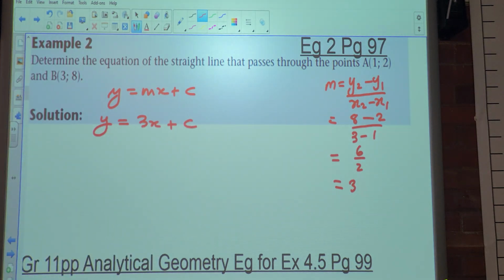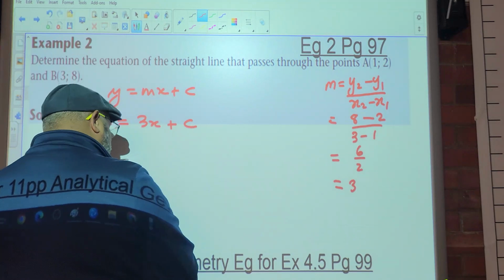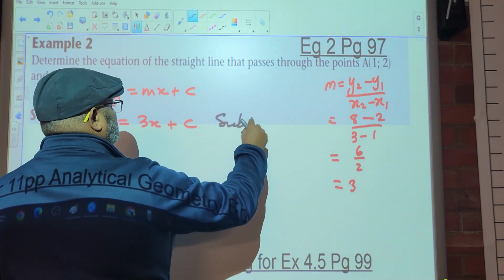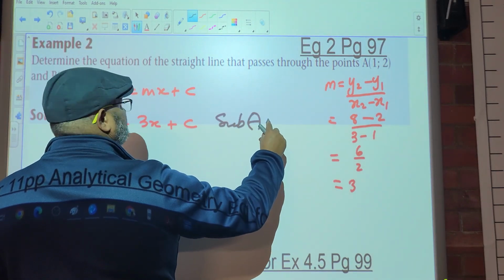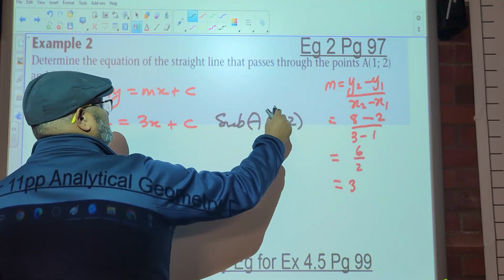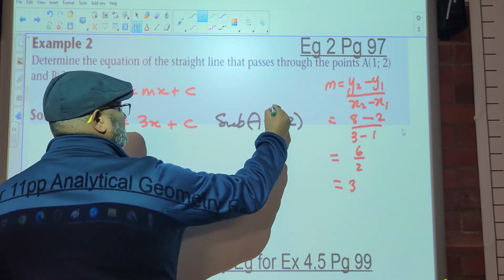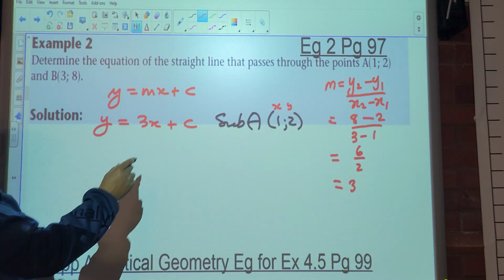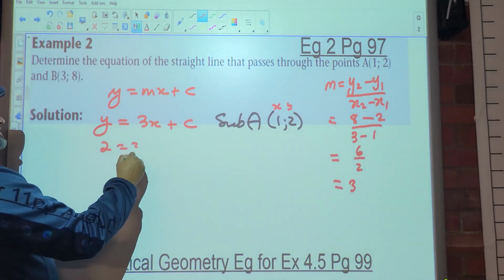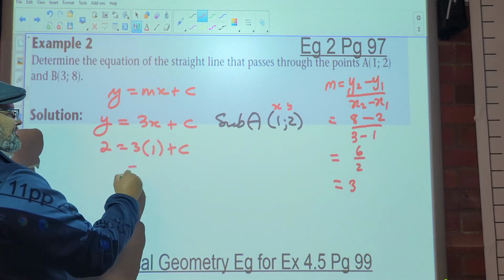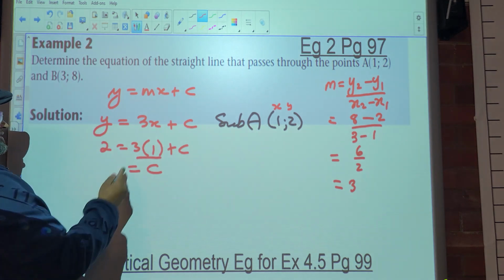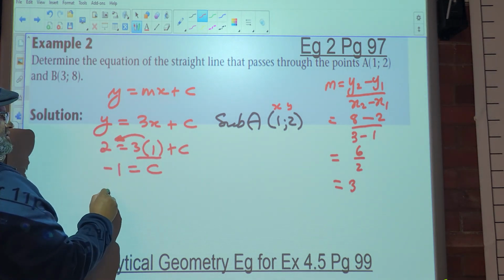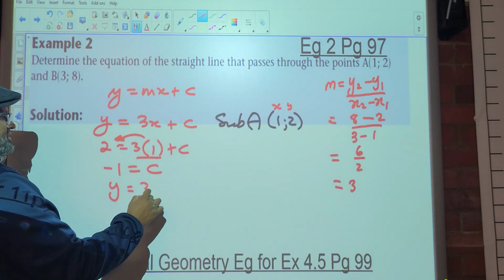So how do I calculate c? You substitute a point that's lying on the line, which is either A or B. Again, it should give you the same answer. Take (1, 2). Remember, this is an x and a y. So what would it now read? 2 equals 3 times 1 plus c. What's 3 times 1? 3. Take it over, it becomes negative 1. The equation is y is equal to 3x minus 1.